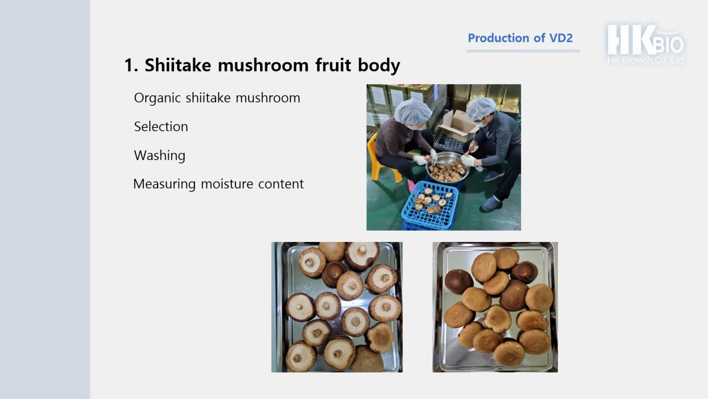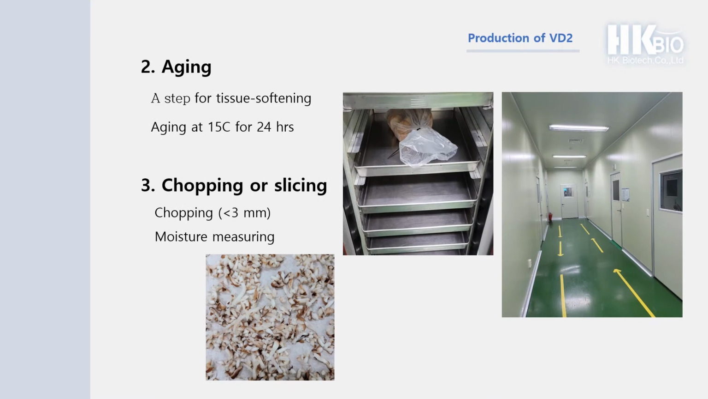First step is preparing the Shiitake mushroom fruit bodies for samples. We process organic Shiitake mushrooms. Select the uniform Shiitake mushrooms. Wash them. Measure the moisture content. In this process, the moisture content of Shiitake mushrooms is important. It is usually good if it is over 90%. Next step is aging, usually aged at 15 degrees C for 24 hours. At this stage, the tissue is softened.